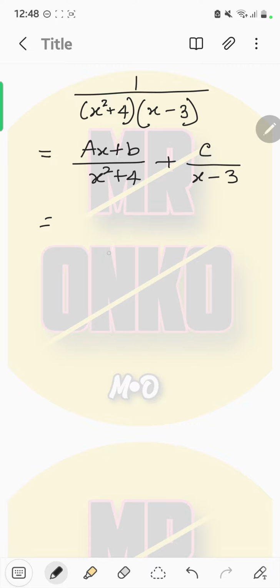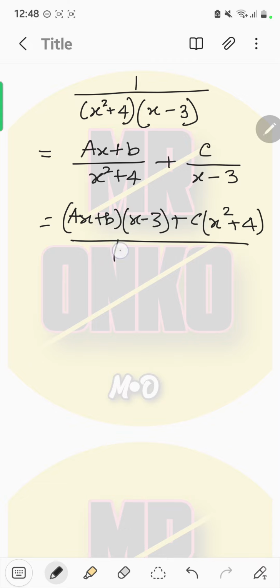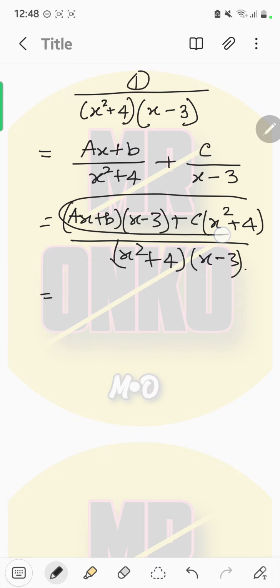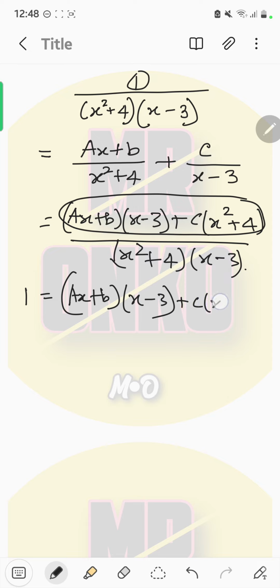So now if we take the LCM, we will get (ax plus b) into (x minus 3) plus c into (x squared plus 4), divided by the LCM, which is (x squared plus 4) into (x minus 3). Now if we compare this numerator with the original numerator, we will get 1 equals (ax plus b) into (x minus 3) plus c into (x squared plus 4).